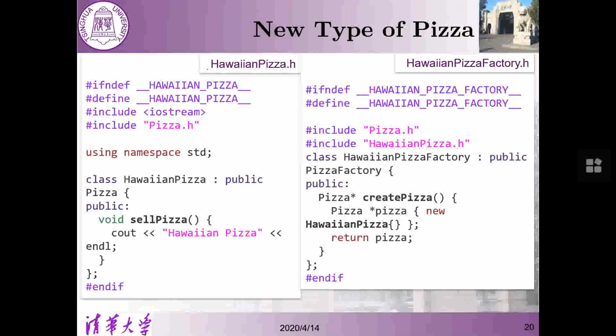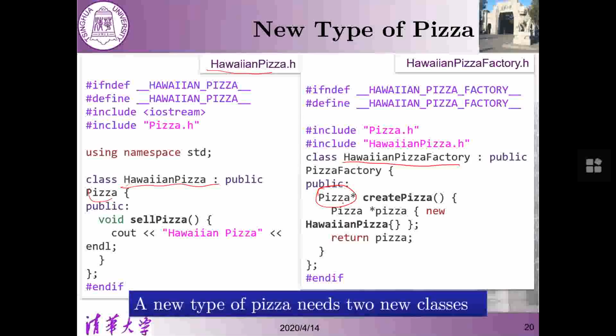Then if we want to add a new type of pizza, Hawaiian pizza, for example, then again, sorry. So this is Hawaiian pizza, and then for the pizza factory, again, program to interface, return the pizza pointer. And then we can see that open-close principle is obeyed, right? However, we can see that for each new type of pizza, we need to add 2 new classes, right? This is a problem.